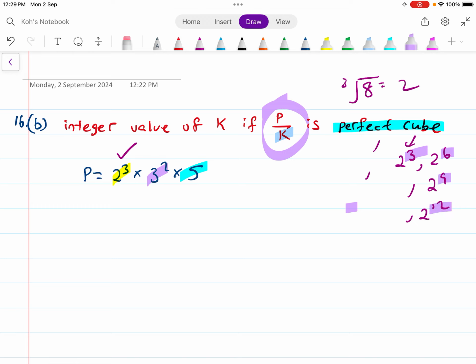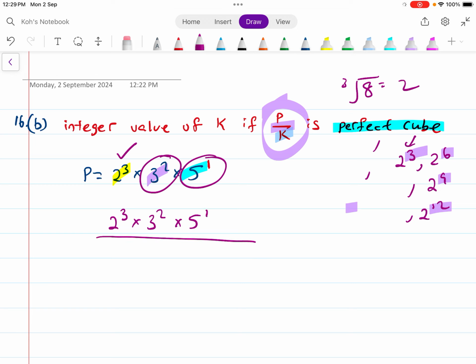Okay, so how do we actually do this question? Very simple. First, p divided by k, the whole thing must be a perfect cube. Look at p. P apparently is 2 to the power of 3 times 3 to the power of 2 times 5 to the power of 1. Because you want to divide p by something, the number I get must have powers that are multiples of 3. So I actually want to get rid of the 5 to the power 1. I want to get rid of 3 to the power of 2. Also meaning, for example, 2 to the power of 3 times 3 to the power of 2 times 5 to the power of 1.